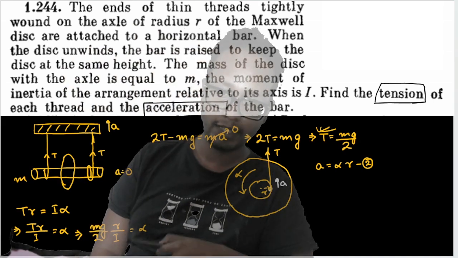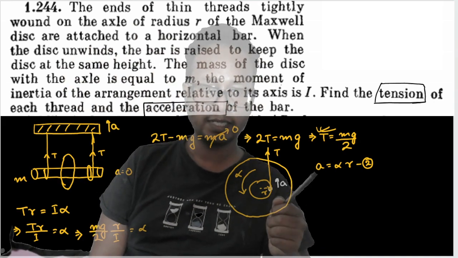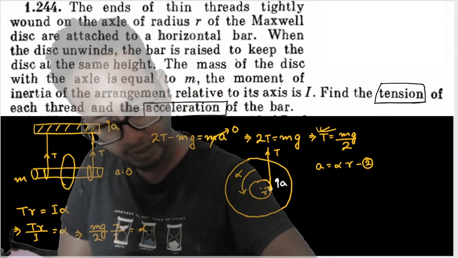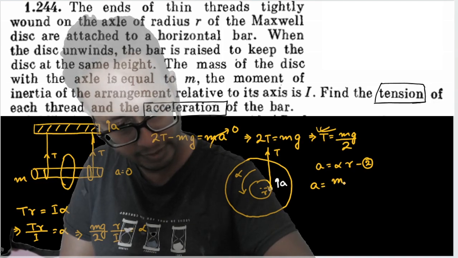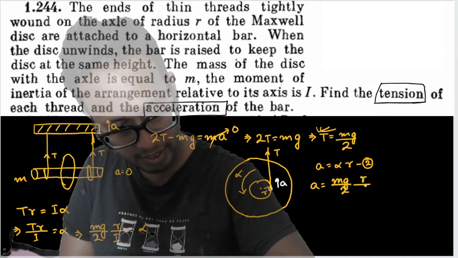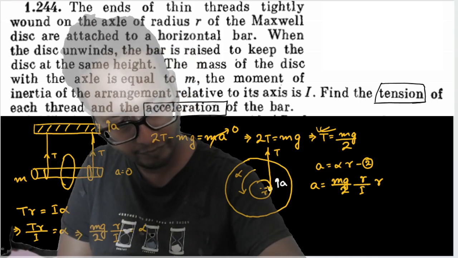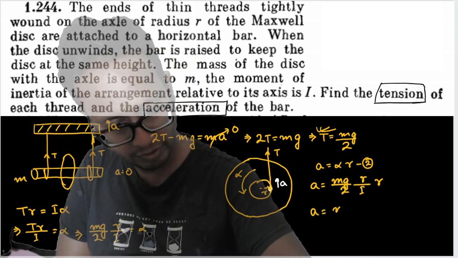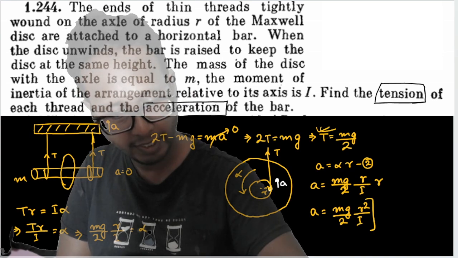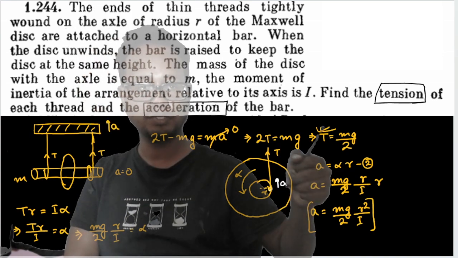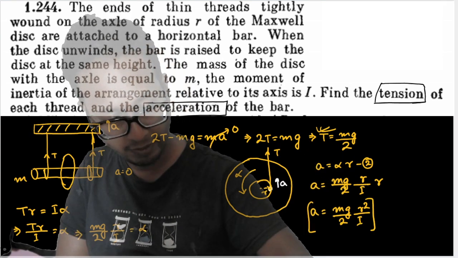So if I find out the angular acceleration, what is the value of linear acceleration? Linear acceleration is nothing but alpha into r. So linear acceleration here is nothing but alpha, which is mg by 2 into r by I, into r, or linear acceleration is equal to mg by 2 into r square by I. So the linear acceleration is given by this value, the tension force is given by this value, and this is the end of our question.